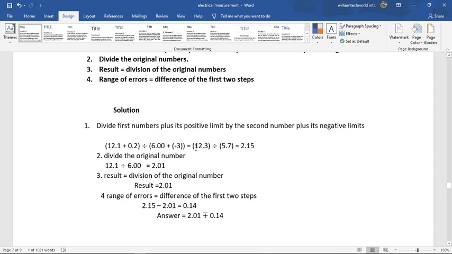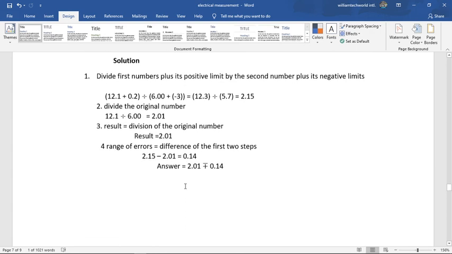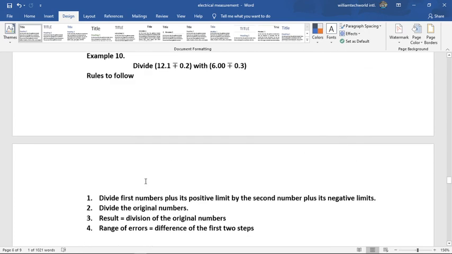So divide 12.3 by 5.7, we're going to get 2.15. Then we divide the original numbers, and we get 2.01. The main result will be 2.01. The range of errors will be the difference between 2.15 minus 2.01, which is 0.14. So the answer will be the main result, 2.01 plus or minus 0.14.